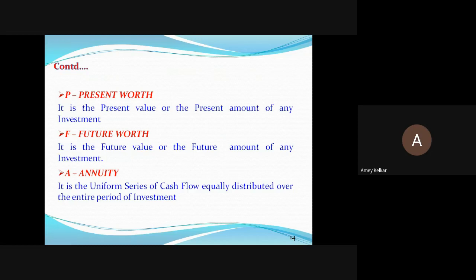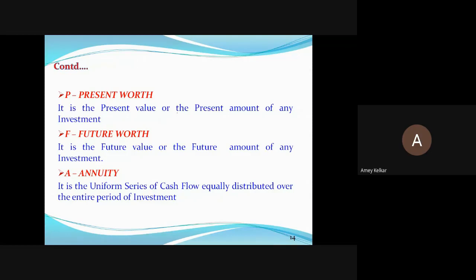So what we call EMI, equated monthly installment, that is something of annuity. Or say you might have seen postal RDs or bank RDs, you are paying it per month. That payment which is equally distributed throughout the year for the entire period is termed as annuity.